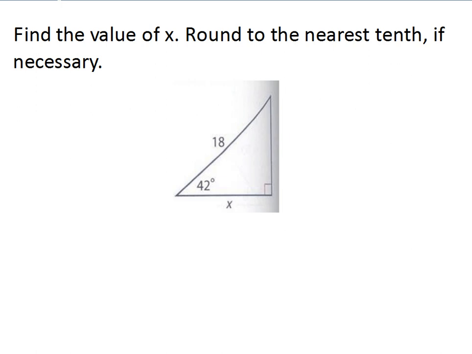So if we take a look at this example, we do need to find the value of x. Right now this is our angle. X is between the angle and the 90, so this is the adjacent side. The 18 is across from the 90, so that's our hypotenuse. So we need to decide which one of our trig functions uses adjacent and hypotenuse, and that will be cosine.